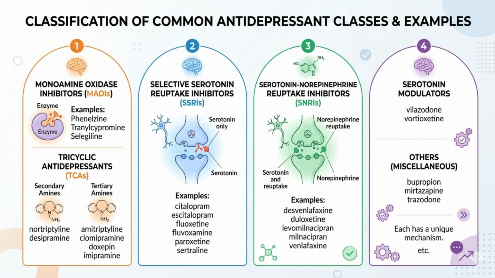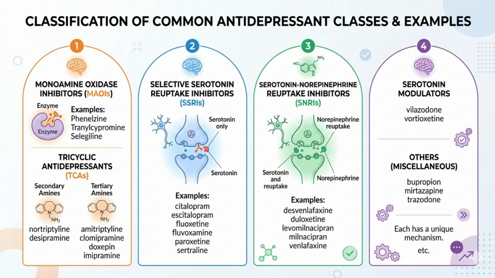This widely used group includes citalopram, escitalopram, fluoxetine, paroxetine, and sertraline. The third arc in green represents serotonin norepinephrine reuptake inhibitors, or SNRIs. While SSRIs are selective to serotonin, SNRIs offer dual action.